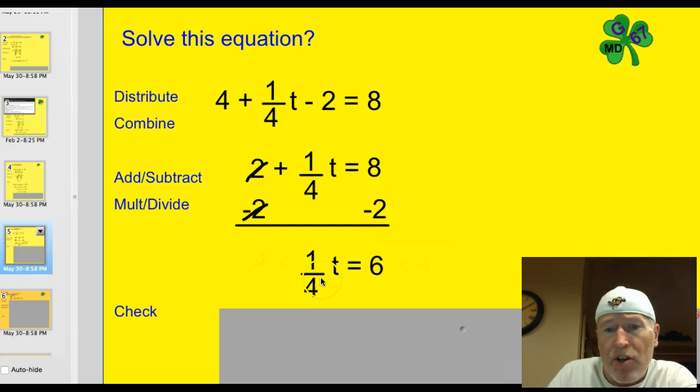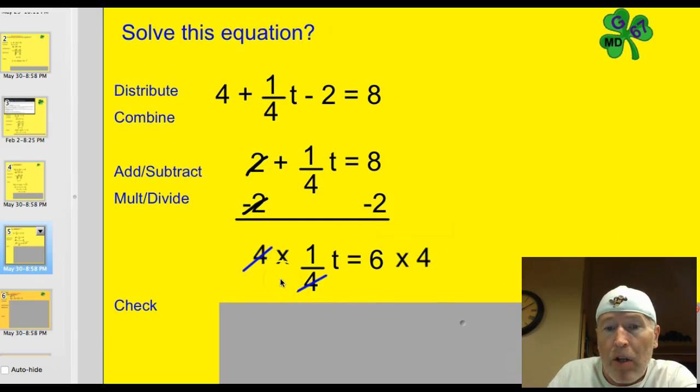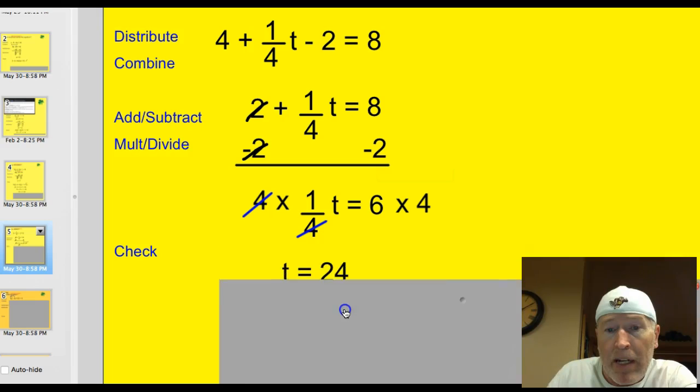Well, this is division. In order to get rid of the division, I need to multiply. So I'm going to multiply this side by 4, and this side by 4. Now, these 4's will cross off, but over here I still have to take 6 times 4. So what I've ended up with here is I've isolated the t. I've got t is equal to 24.